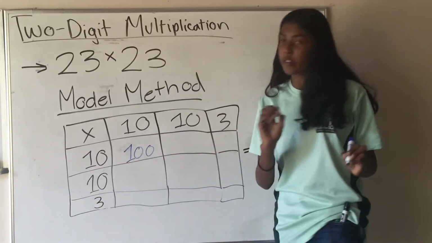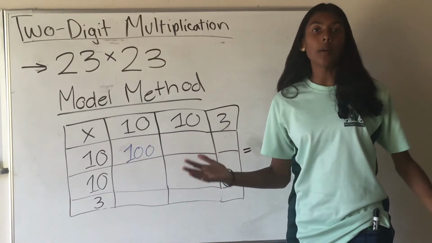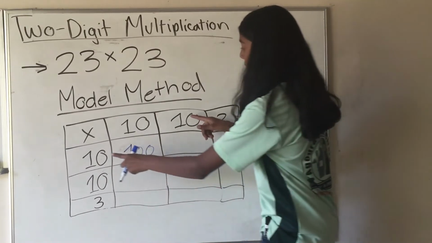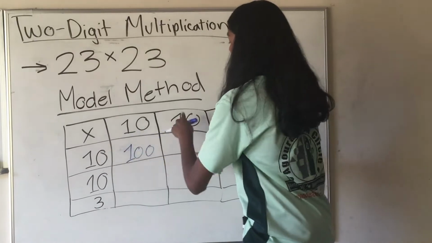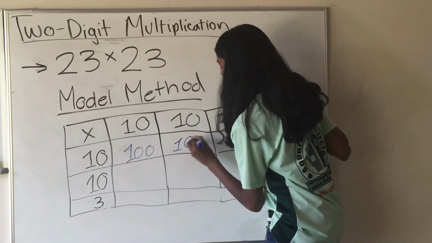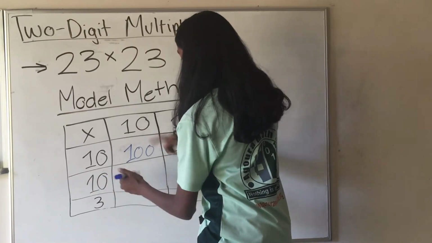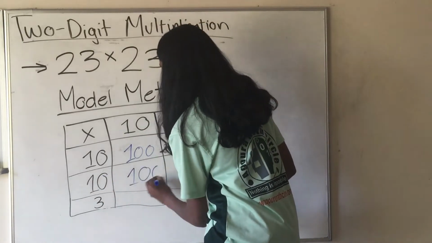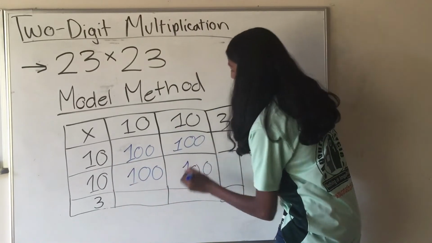This may be a bit confusing at first, but once you see how we do this entire thing, it'll all make sense. So then we're going to multiply these two, this 10 and this 10, and they meet up right here. 10 times 10 is 100. Now moving on to these two, 10 times 10 is 100. 10 times 10, 100.